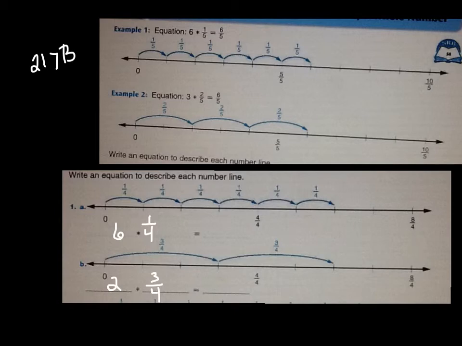Now I can count to see what my answer would be. And I have 1/4, 2/4, 3/4, 4/4, 5/4, 6/4. So 6 times 1/4 equals 6/4. The bottom one should also be 6/4 because we're counting by fourths and it's ending at the same spot. So I'm going to double check that using my algorithm. I know that 2 times 3 equals 6, so that's going to be my numerator, and my denominator of 4 stays the same. So they both equal 6/4.